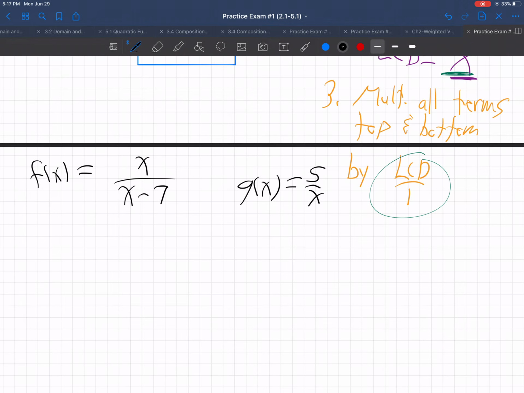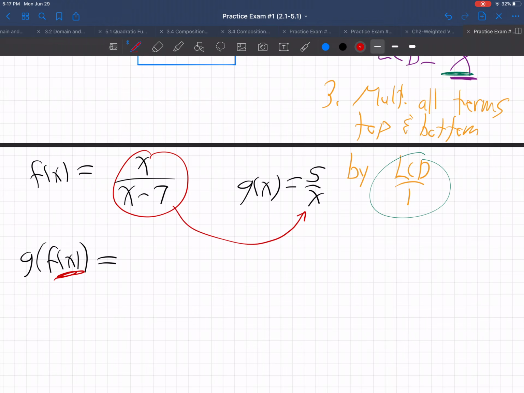And this time we're going to go the other way. We're going to go g of f of x. So we're going to take f and put it in g. So all of f goes in the hole, the insert slot in g, which is right there, right? That's what the x's are in a function. They're the holes you plug into. So what do we get then? 5 over, and then we plug in x over x minus 7. All right, good so far?